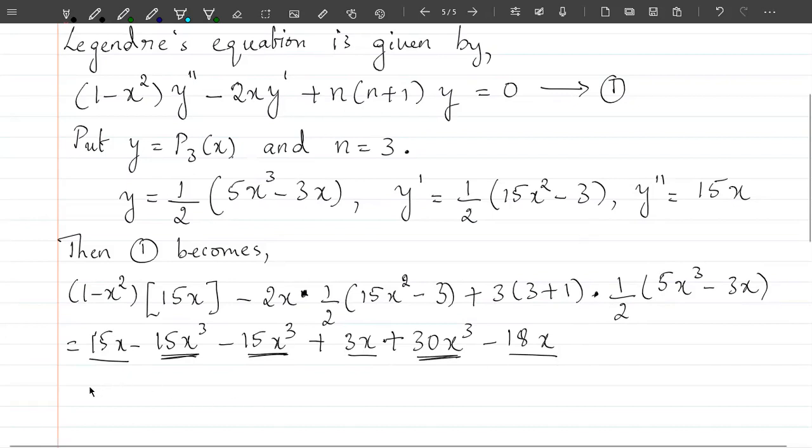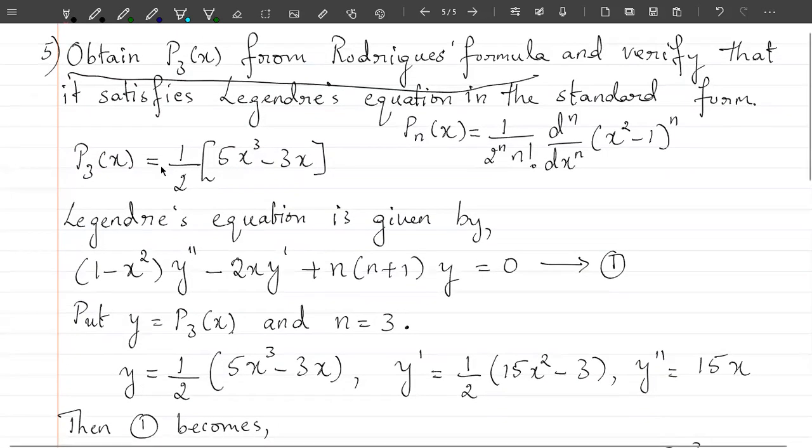So now if you solve it further, what do you get? 15x is here. Here you have plus 3x, which makes it 18x. 18x and minus 18x, so the term of x becomes 0. Minus 15x cube and minus 15x cube, that is minus 30x cube. Adding it with plus 30x cube, what should be my answer? The answer should be 0. So you can say that P3 of x satisfies the Legendre's equation in the standard form.